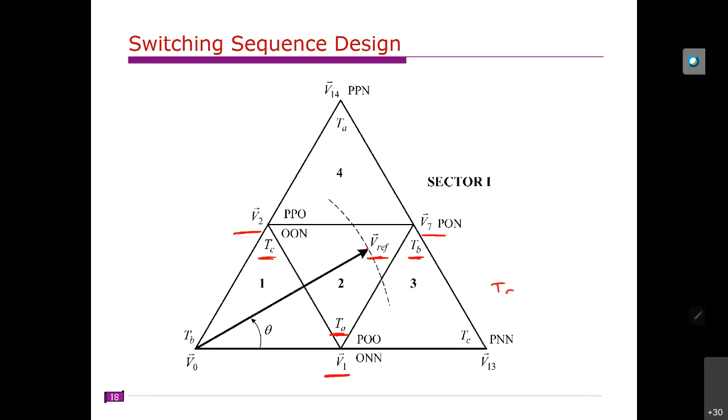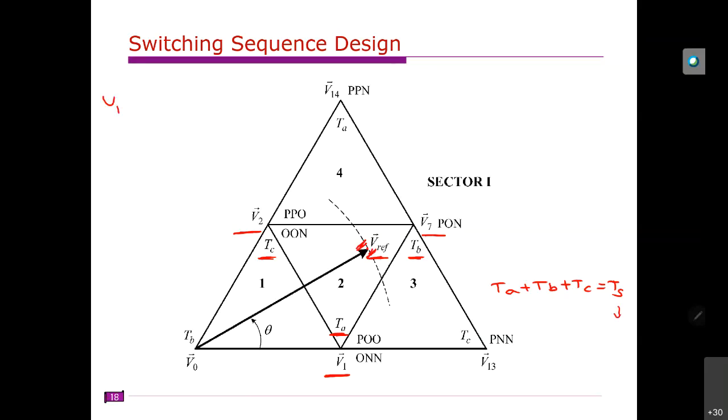We have this relation Ta plus Tb plus Tc equal to Ts, where Ts is the sampling time. Here also the reference vector is varying, so we have sampled the reference vector and this time duration is Ts. This Ts is obtained from the sampling period, that is obtained from the sampling frequency. It's clear?